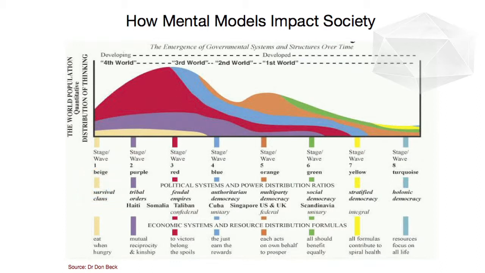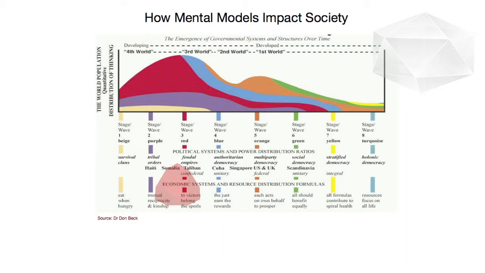As we moved into the purple, we were looking at tribal orders as our organizing principle. And our exchange was more about mutual reciprocity. So you give me something, I give you something back. It was much more circular than our current economic system. As we moved into the red feudal empires, the economic system was about the victor gets the spoils. So the strongest is the one who ends up getting the resources.